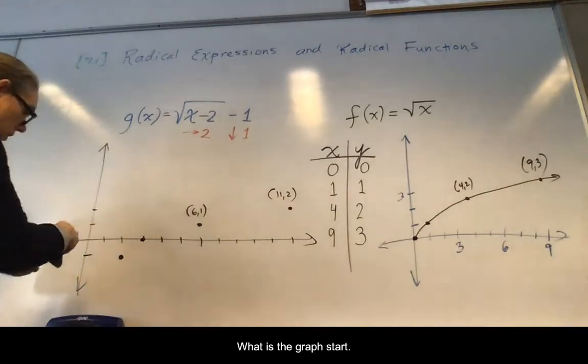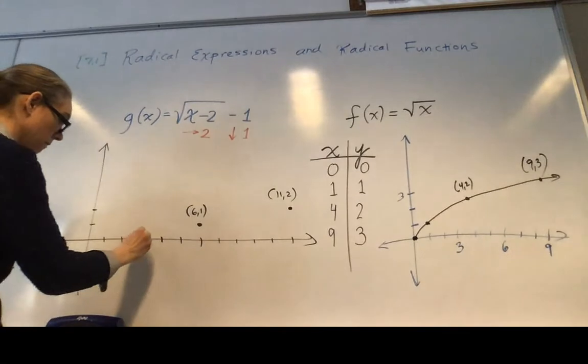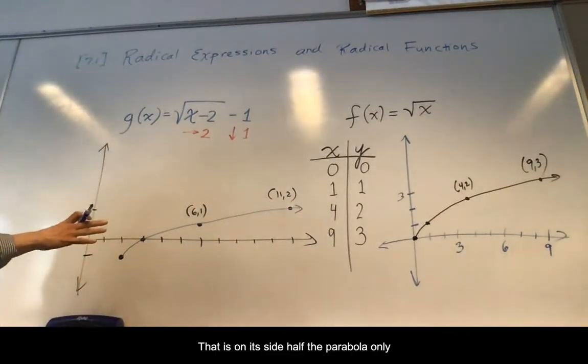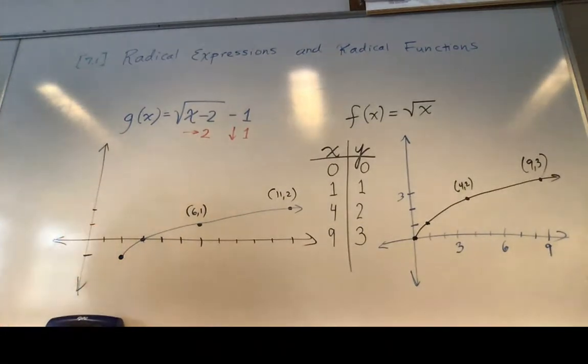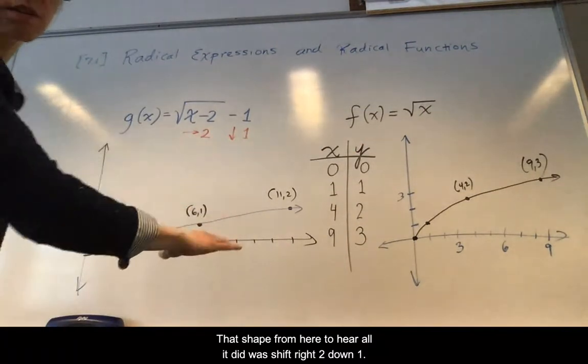So here's the graph. The graph starts, in a sense, mid-air right here. It's still the same shape. It's that parabola that is on its side, half of the parabola only, the upper half of it. But that shape from here to here, all it did was shift right 2, down 1.